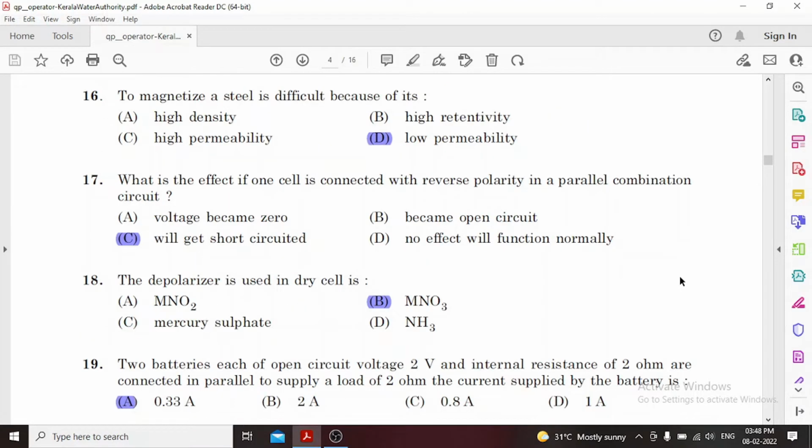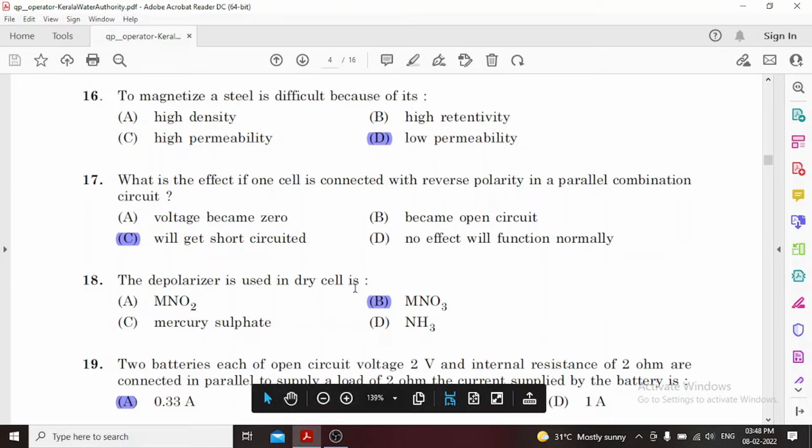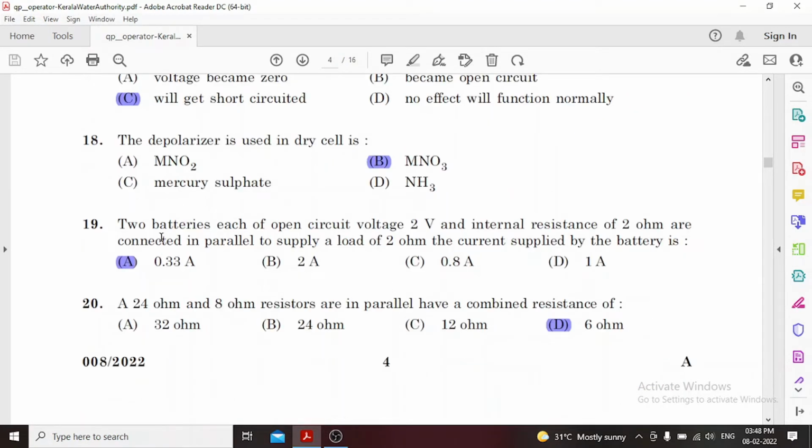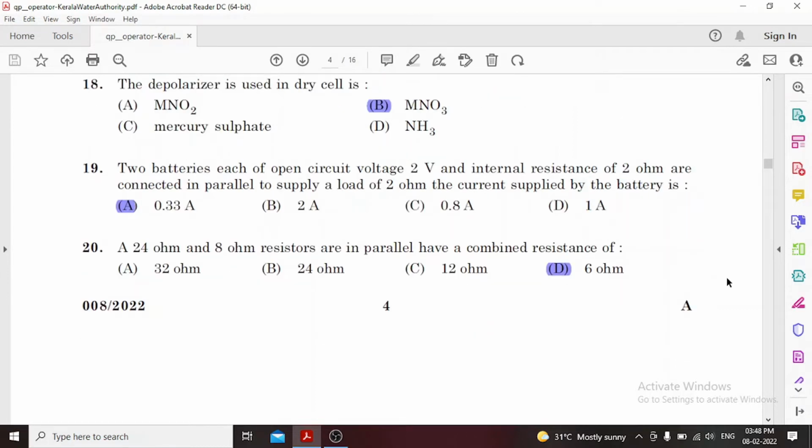18th one, the depolarizer used in dry cell is MnO3. Option B, MnO3. 19th one, two batteries each of open circuit voltage 2 volt and internal resistance of 2 ohm are connected in parallel to supply a load of 2 ohm. The current supplied by the battery is 0.33 ampere. Option A, 0.33 ampere. 20, a 24 ohm and 8 ohm resistors in parallel have a combined resistance of 6 ohm. Option D, 6 ohm.